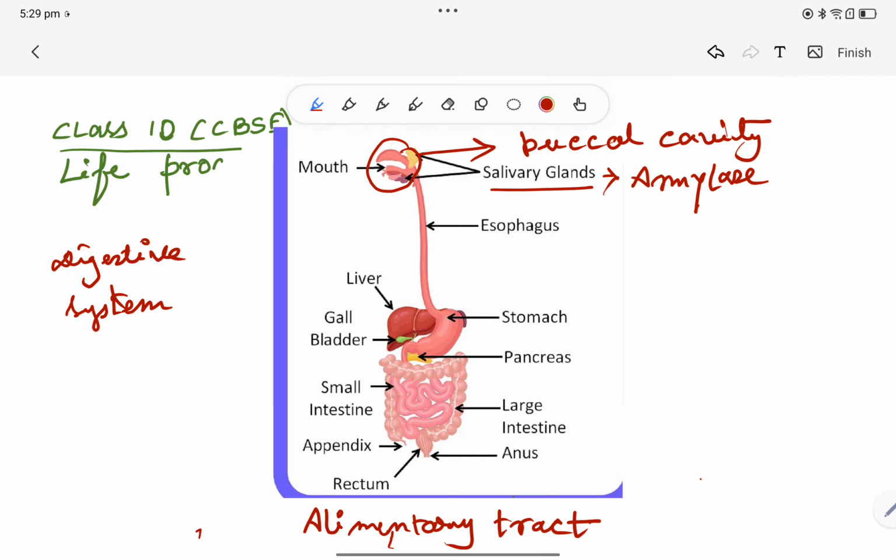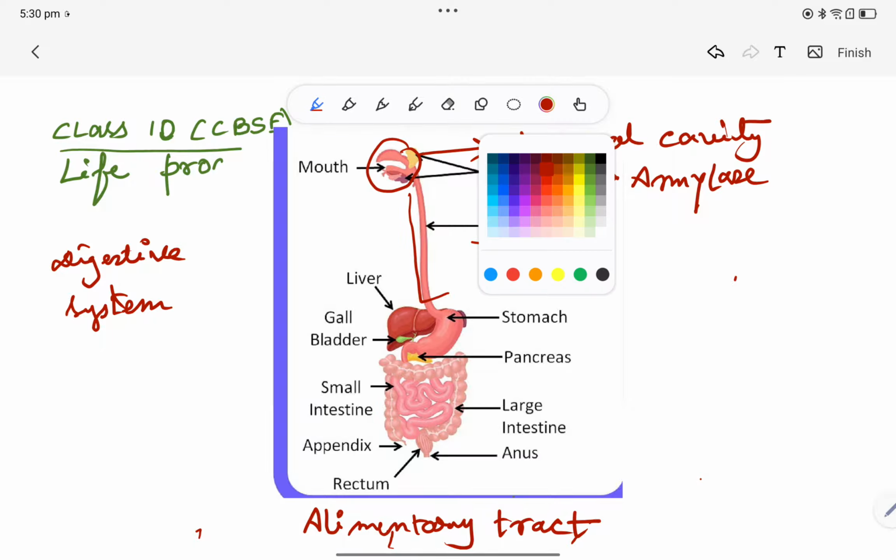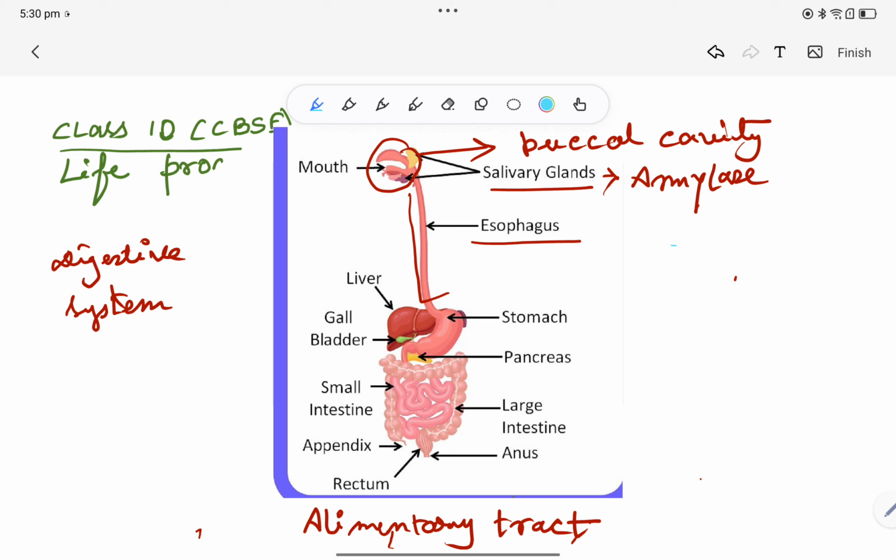Fine. What is its role? Its role is to break down starchy food. It means it breaks down the starch. Okay. After this part, the food which now becomes a bolus enters a long pipe called the esophagus.